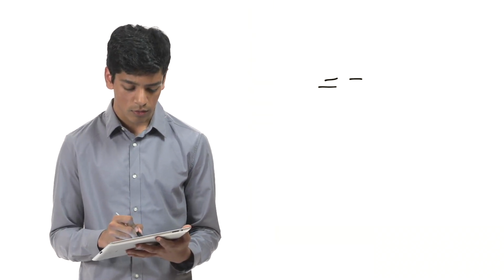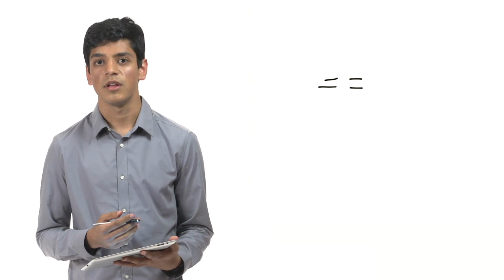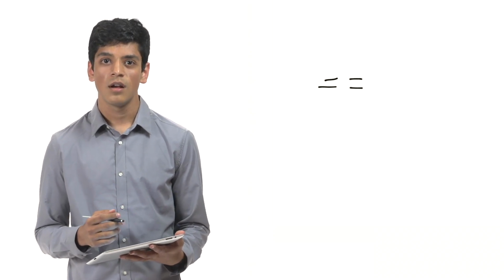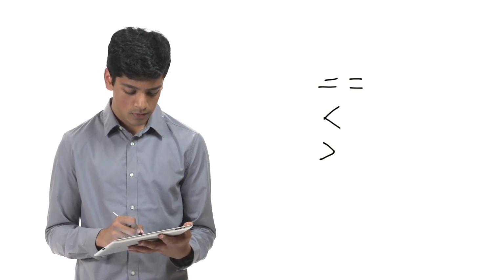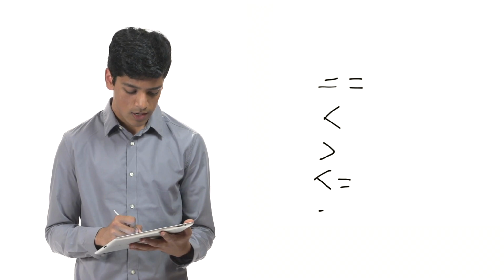Working with Boolean values like this is useful, but you're really only limited to a few conditions. Booleans can become much more powerful when you introduce comparisons. These are ways to compare values that are not originally Boolean. To see if two values are the same, you can use equals equals, which is true if they are equal and false if they are not. Other common comparisons are less than, greater than, less than or equal to, and greater than or equal to.